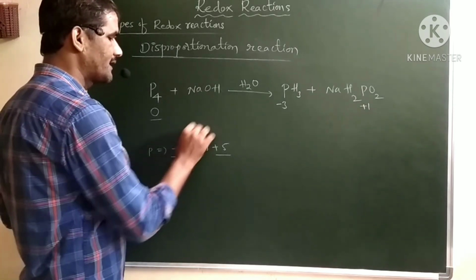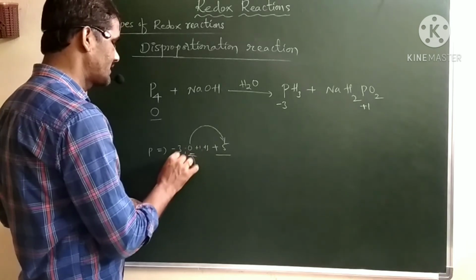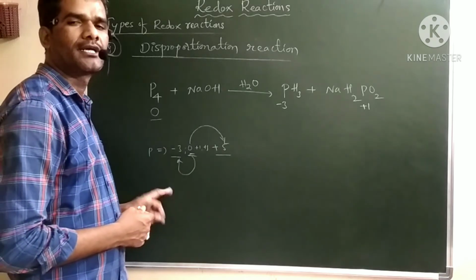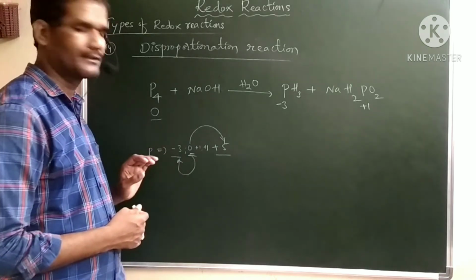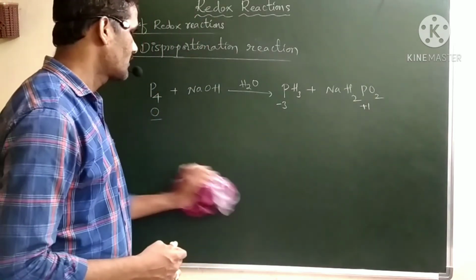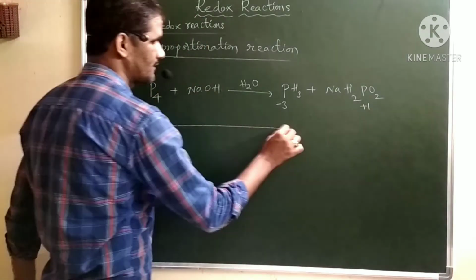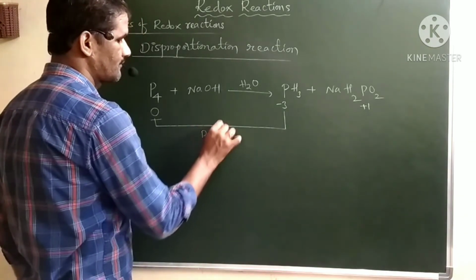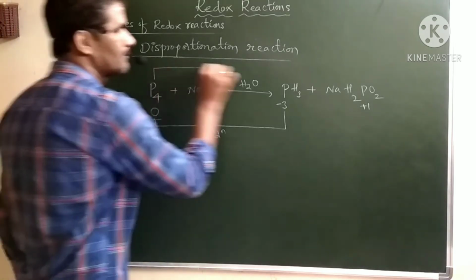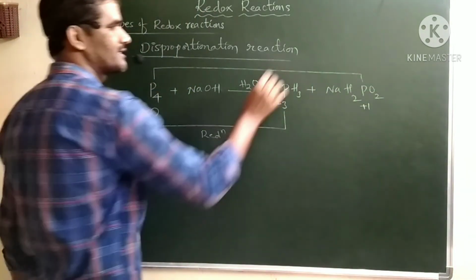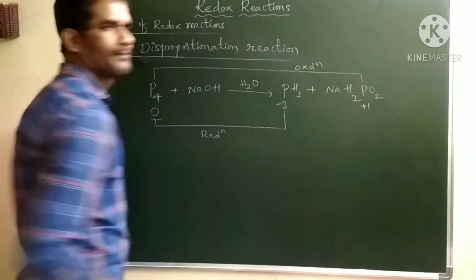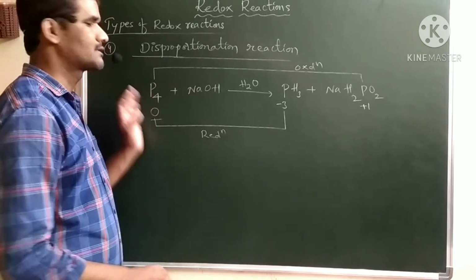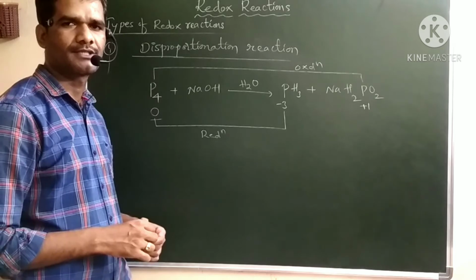Why? Because it can increase its oxidation state, and simultaneously it can decrease its oxidation state. So it may undergo both oxidation and reduction. So this is a possibility. In this case, if you see, phosphorus goes from 0 to -3. 0 to -3 means decreasing oxidation state, so this is a reduction. Again this is 0 to +1. Here the oxidation state is increasing, so this is oxidation. So here the same element undergoes both oxidation and reduction simultaneously, and this is an example of a disproportionation reaction.